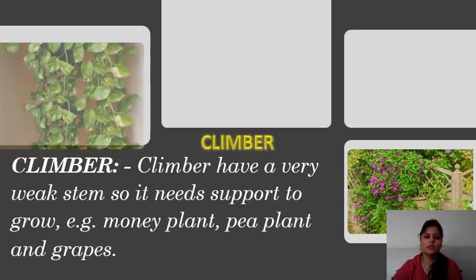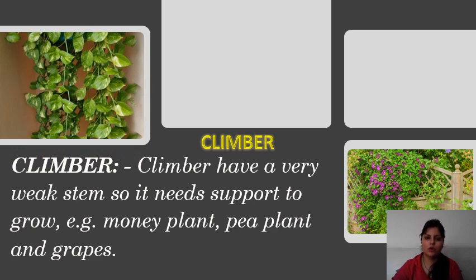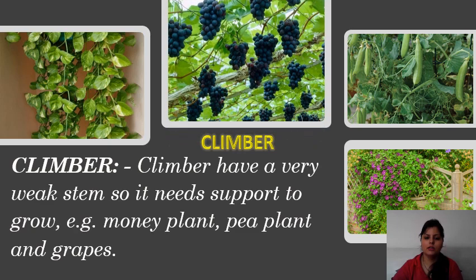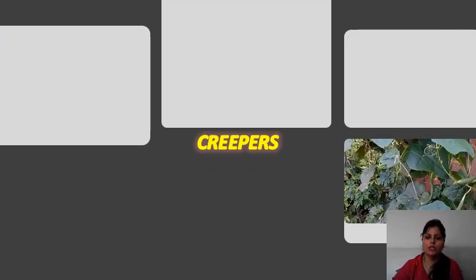So let us see. Money plant. You have all seen money plants, right? The next one is pea plant. And grapes. So these are the climbers. And now let us see the next one. The last one. What is the last one?